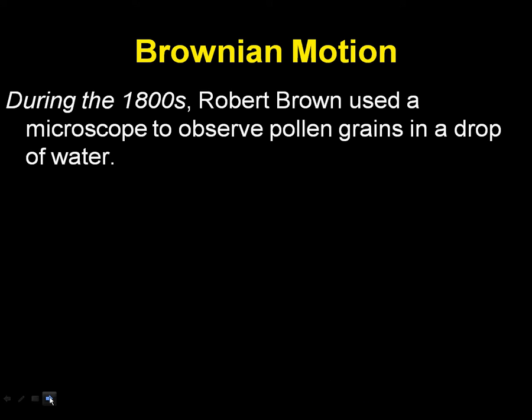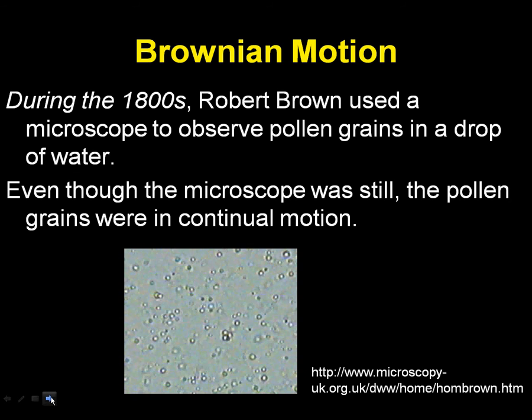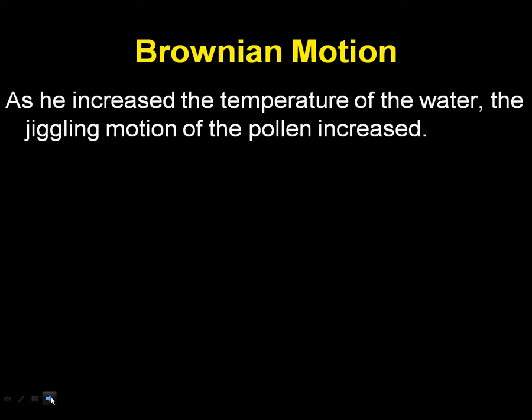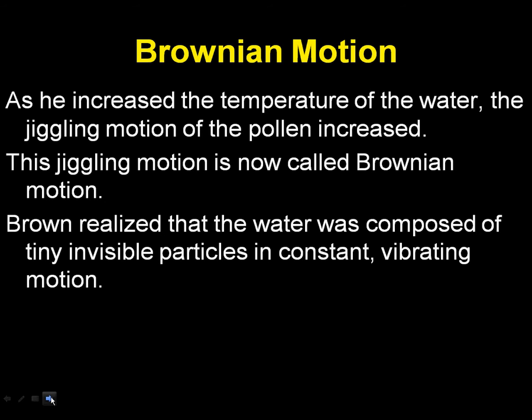Brownian motion. During the 1800s, Robert Brown used a microscope to observe pollen grains in a drop of water. Even though the microscope was still, the pollen grains were in continual motion. As he increased the temperature of the water, the jiggling motion of the pollen increased. This jiggling motion is now called Brownian motion.